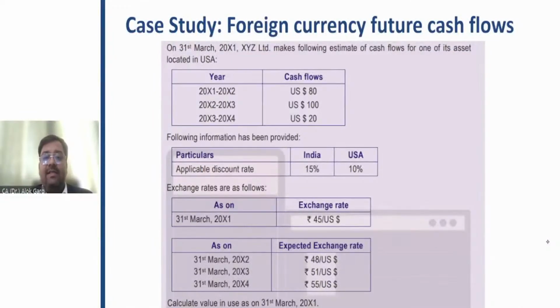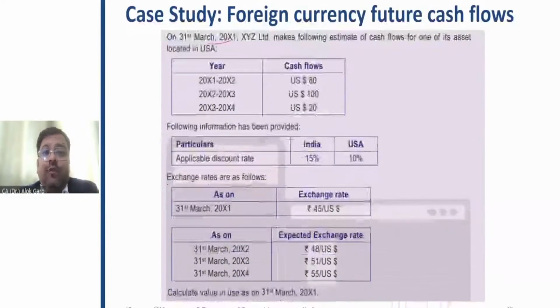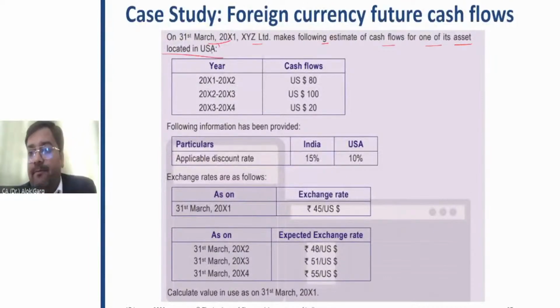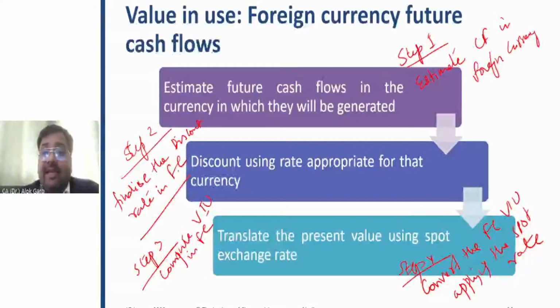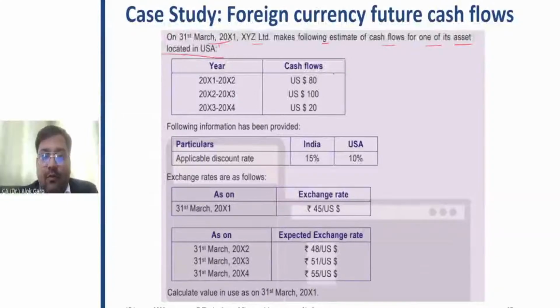So guys, let's discuss this case study. On 31st March 2001, XYZ Limited makes the following estimate of cash flow for one of its assets located in USA. So guys, what is your step 1? Step 1 is estimating the cash flow in foreign currency. So these are the cash flows. First year $80, second year $100, third year $20. Step number 1, right?